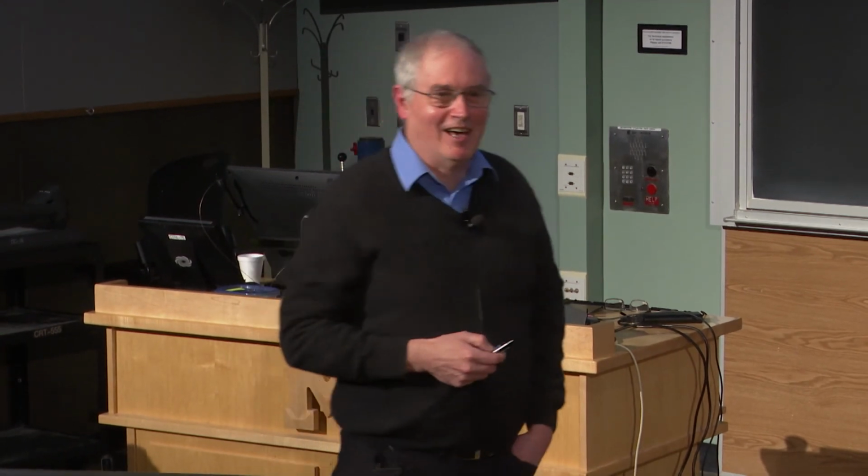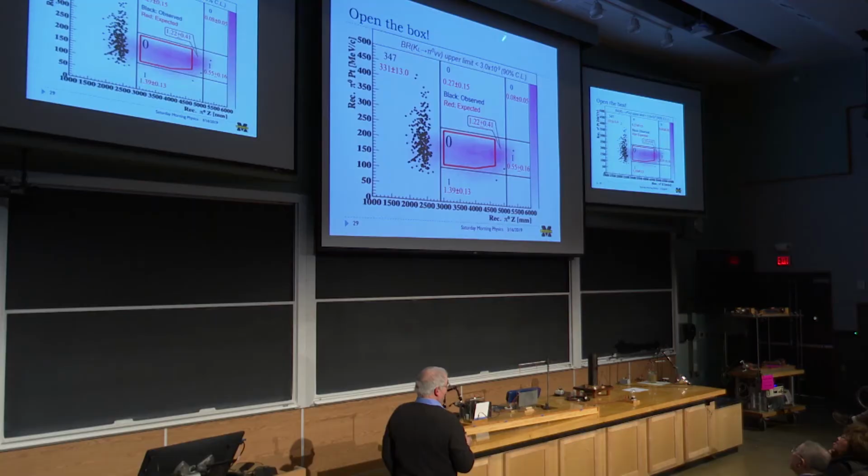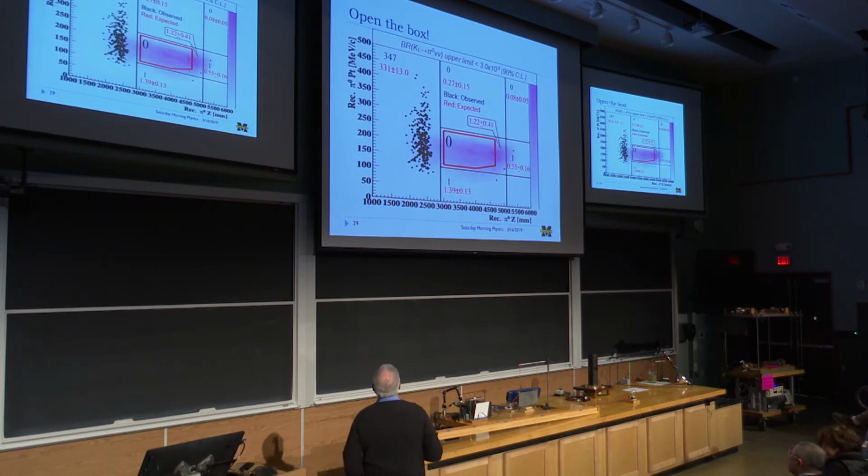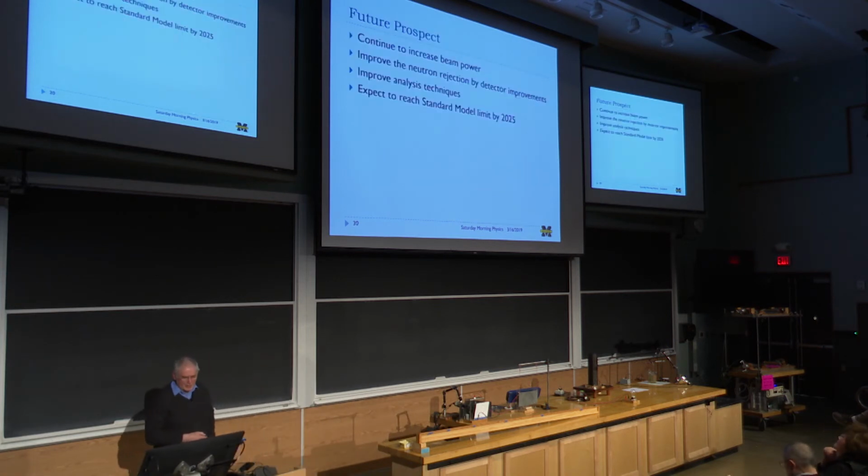So this set us a new limit, 3 times 10 to the minus 9. Remember, the standard model branching ratio is about 3 times 10 to the minus 11. So now it's only 700 years to get to the next limit. But we have some more tricks that we can do.